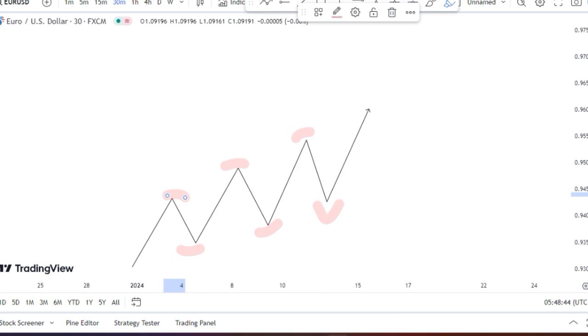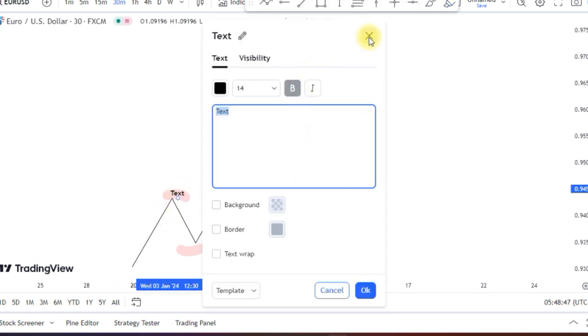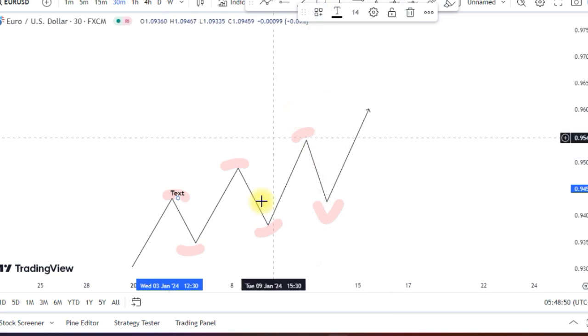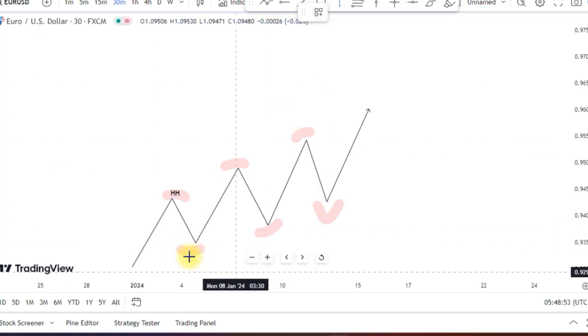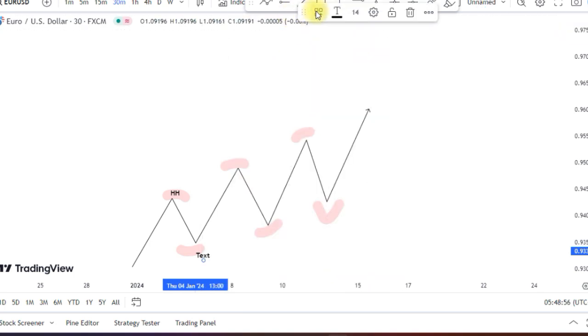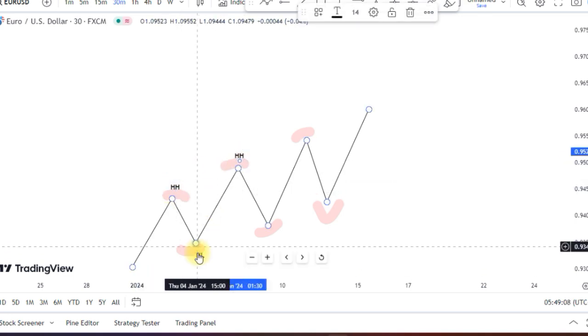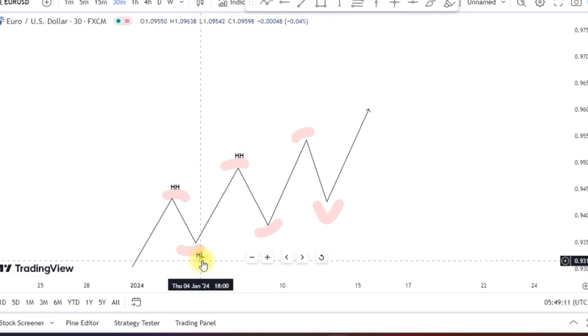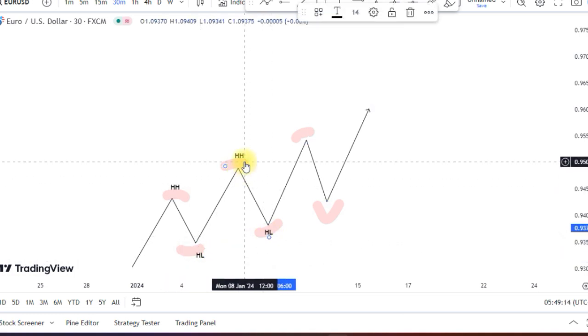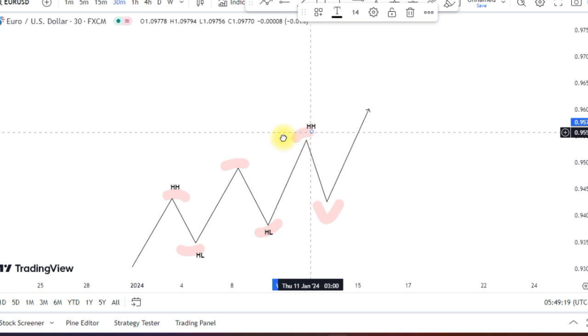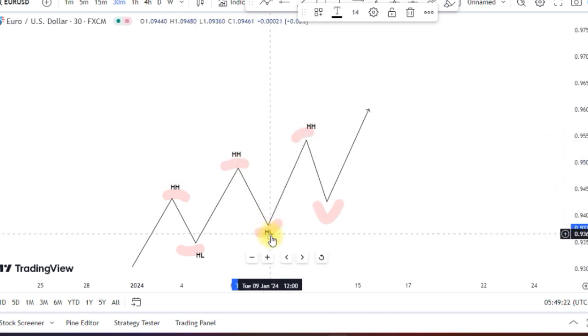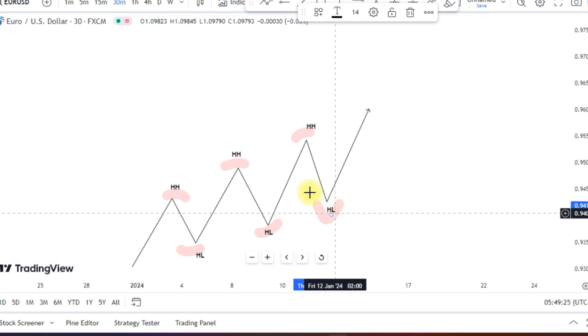So I'm going to go ahead and label those. This is a higher high, and this over here would be a higher low. This would be a higher low. So this also here is a higher high, and this over here is also a higher low. This is a higher high, and this also here is a higher low.